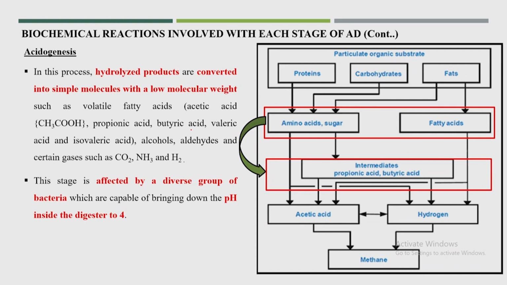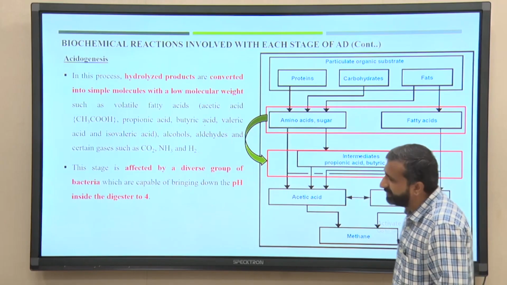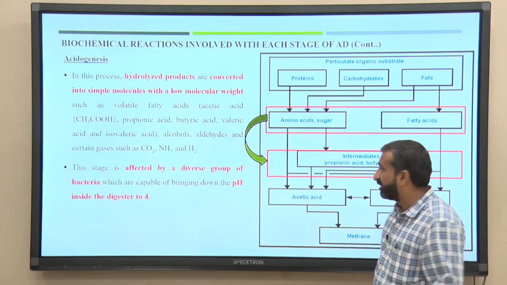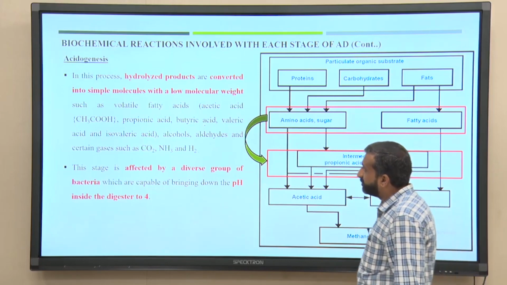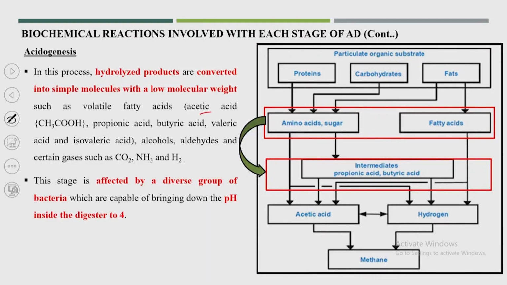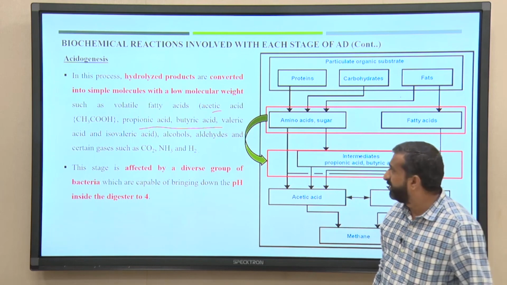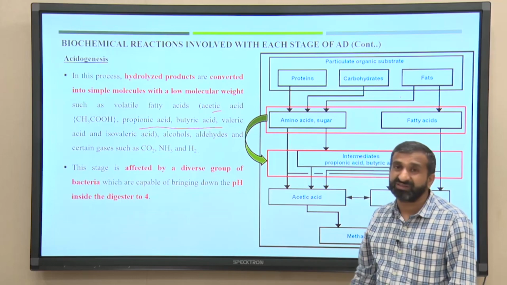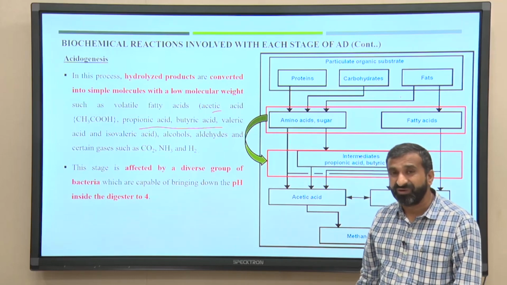This stage is carried out by a diverse group of bacteria which is capable of bringing the pH inside the reactor down to 4. This is also a very important fact in the anaerobic digestion process, because these bacteria are among the strongest in the degradation process under anaerobic conditions. Because of the production of acetic acid and propionic acid, although they are not very strong acids, they are weak acids, there is a chance of a drop in pH to 4.